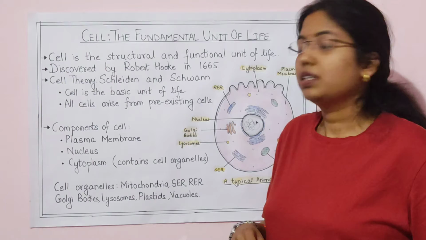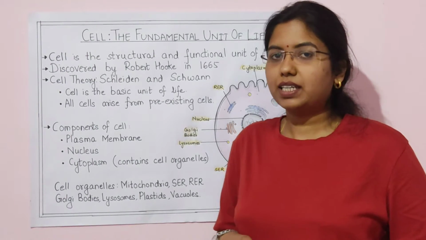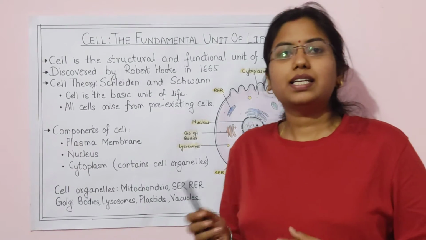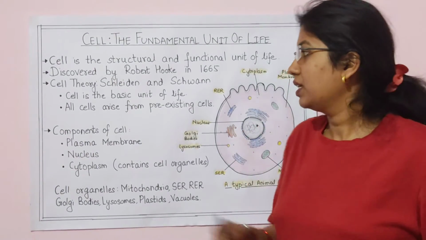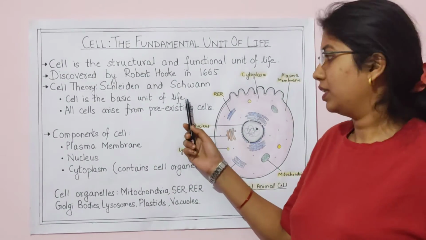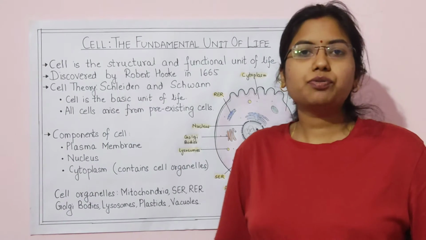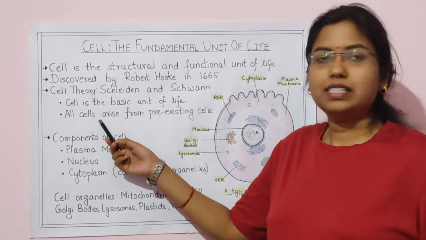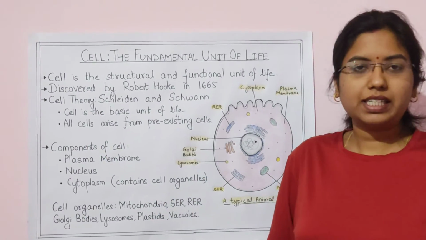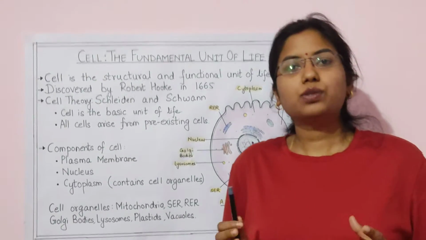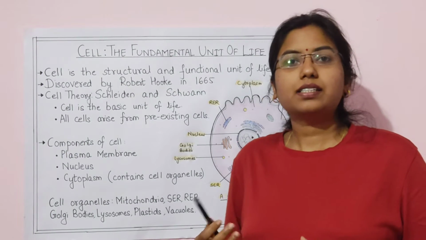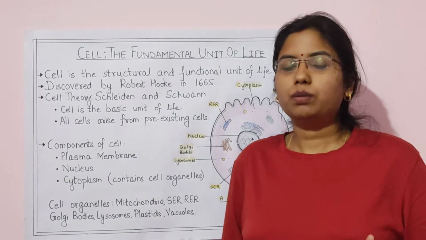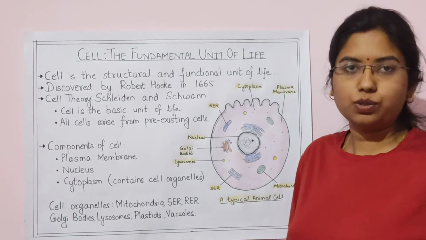Now the cell theory. The cell theory was proposed by Schleiden and Schwann. According to them, all plants and animals are made up of cell. Cell is the basic unit of life. The cell theory was further expanded by Virchow. According to him, all cells arise from pre-existing cells. That means a cell does not appear magically. It is reproduced from the pre-existing cells. One cell divides into two or more and so the reproduction goes on.